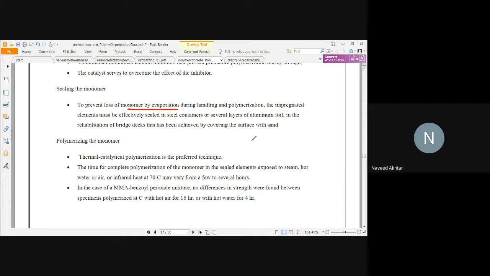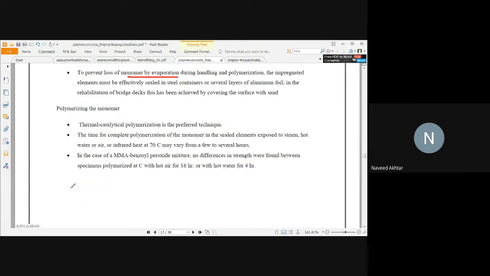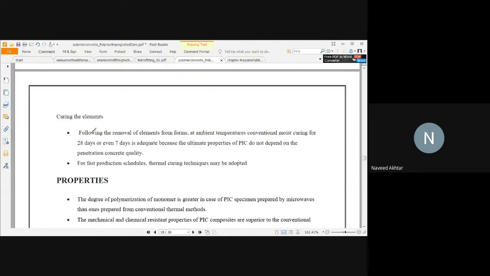Then polymerizing the monomer: thermal catalytic polymerization is the preferred method. For polymerization you always need heat. You need a high temperature for the polymerization process. That's why you can see 150 degrees, 70 degrees, 80 degrees, 100 degrees needed for a good polymerization process. If you need it, then the temperature should be high.